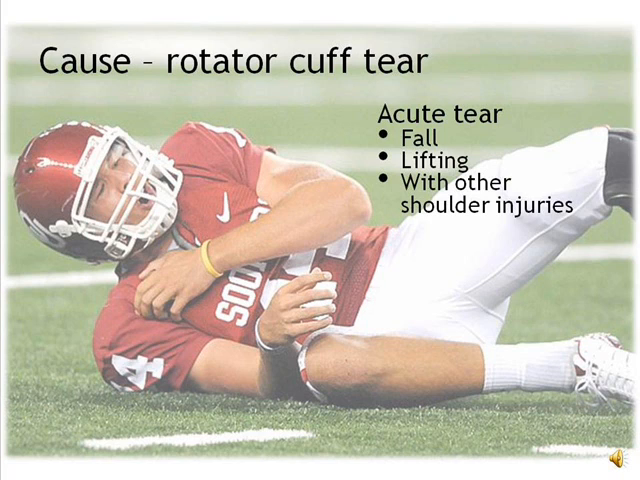There are two main causes of rotator cuff tears: injury and degeneration. An acute tear can occur if you fall down on your outstretched arm or lift something too heavy with a jerking motion, such as when people do heavy lifting. This type of tear can occur with other shoulder injuries, such as a broken collarbone or a dislocated shoulder.